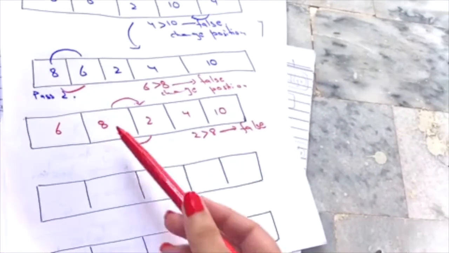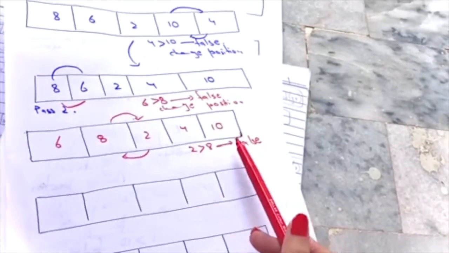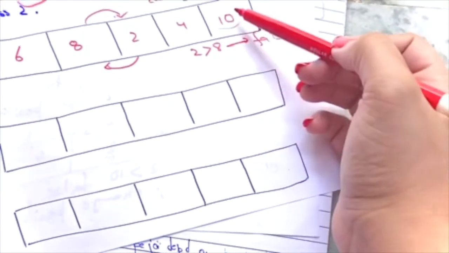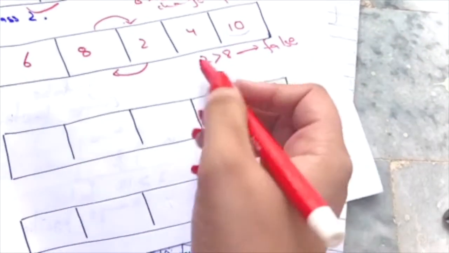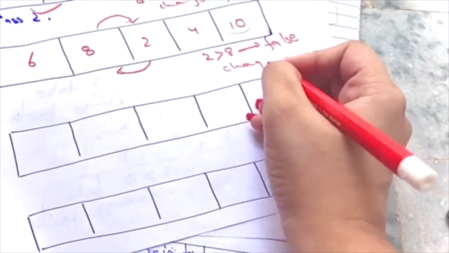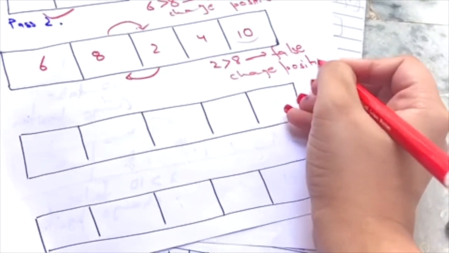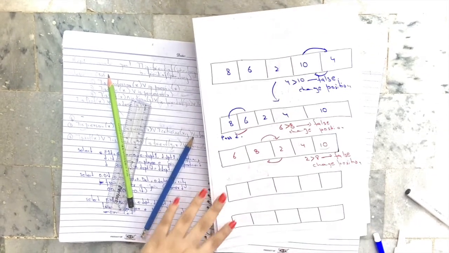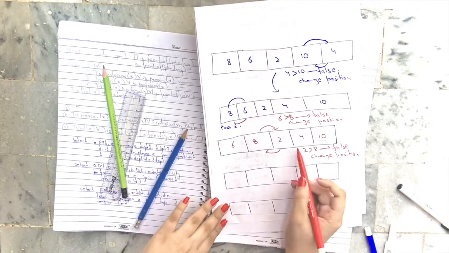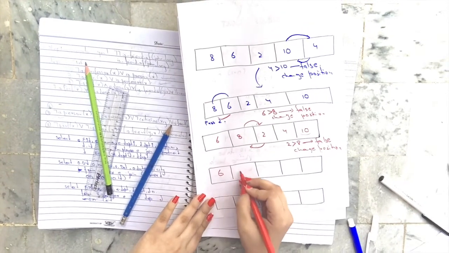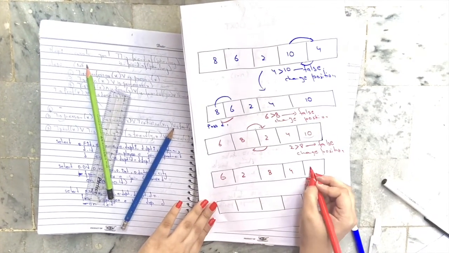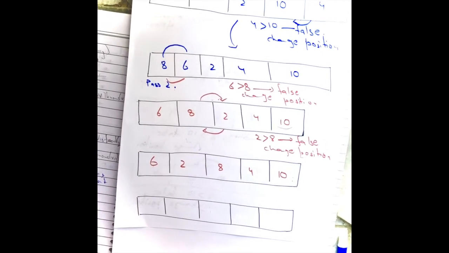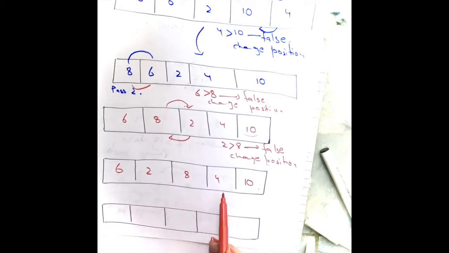It's like we are actually shifting the initial element to its correct place, and then just like bubbles, they are floating to their right position, just like 10 floats to its right position. Alright, so again it's false, so we need to change the position. Alright, so we are supposed to change the position of 2 and 8, so it becomes 6, 2, 8, 4, 10. Just after changing position, our list becomes like this.